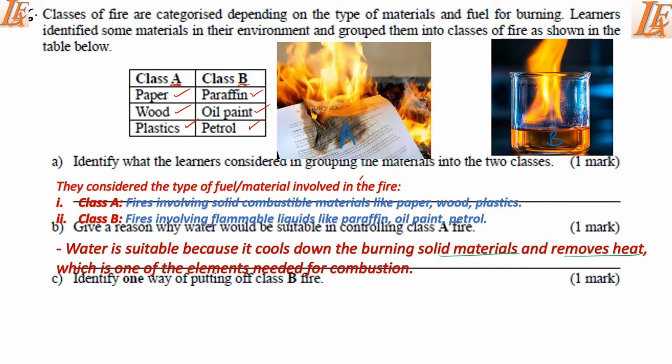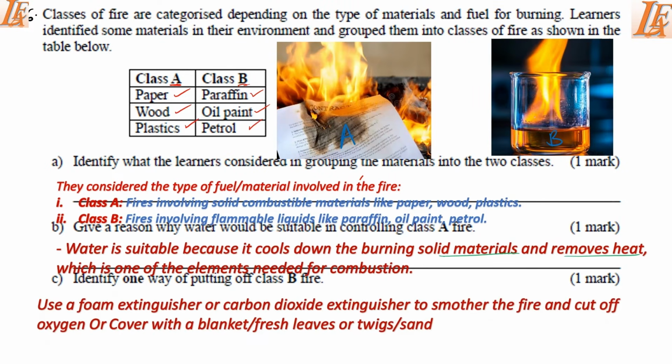C, identify one way of putting off class B fires. Now these class B fires, which involve paraffin, oil paint, and petrol, you can put them off in 2 ways. One, you use foam extinguishers or carbon dioxide extinguishers to smother the fire and cut off the oxygen. Or another way, you can also cover it with a blanket, fresh leaves, and also sand to stop class B fires.